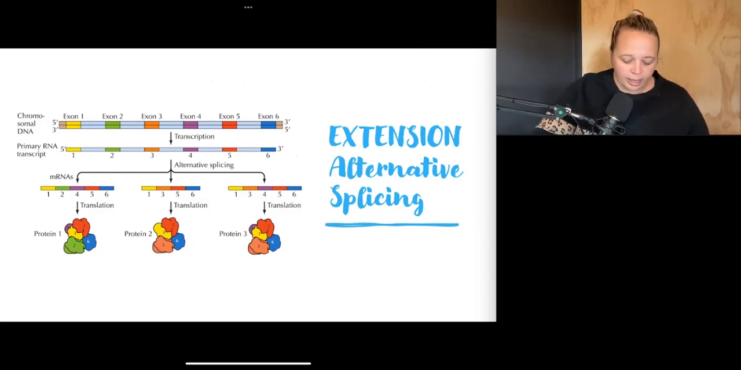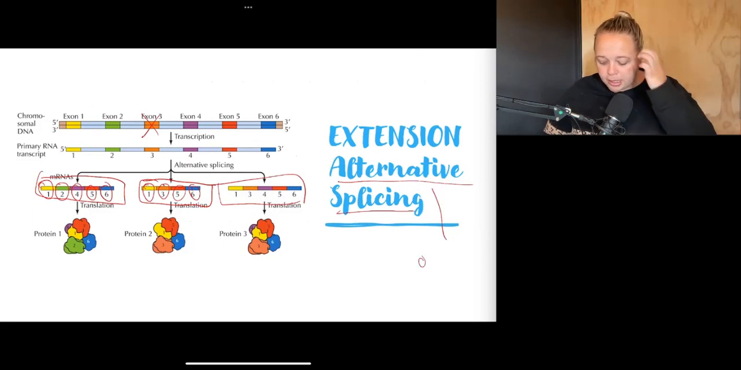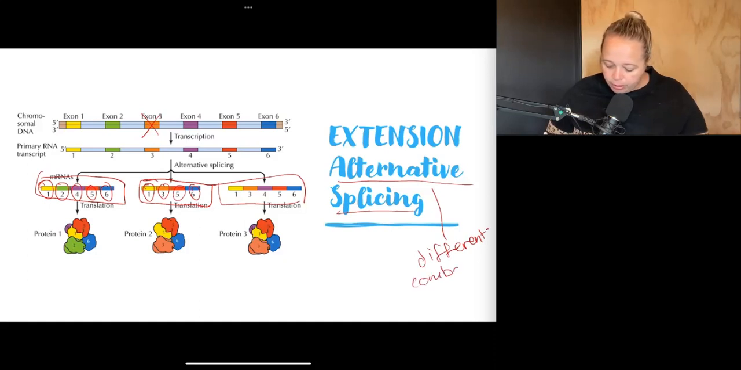So sometimes you might cut out some of the exons as well. You can see this mature mRNA has exons 1, 2, 4, 5, and 6, and it also cut out exon 3. Whereas this second piece of mRNA has exons 1, 3, 5, and 6. And what happens when you make these different pieces of mRNA using alternative splicing, which just means different combinations of exons, is you end up with a whole host of different proteins that can be made. And we're going to talk about that when we talk about translation.